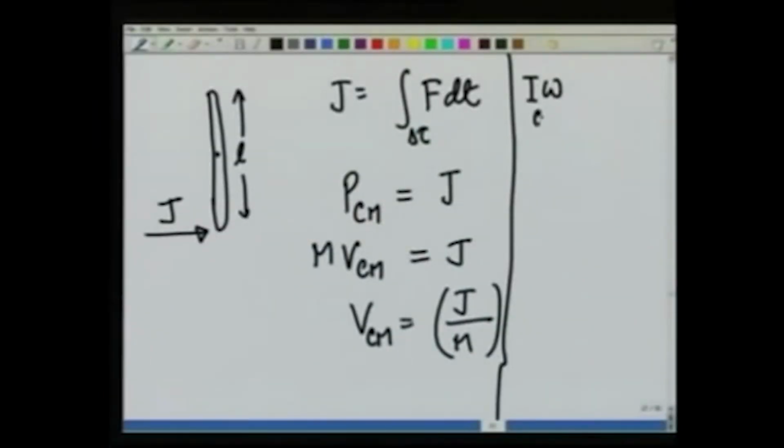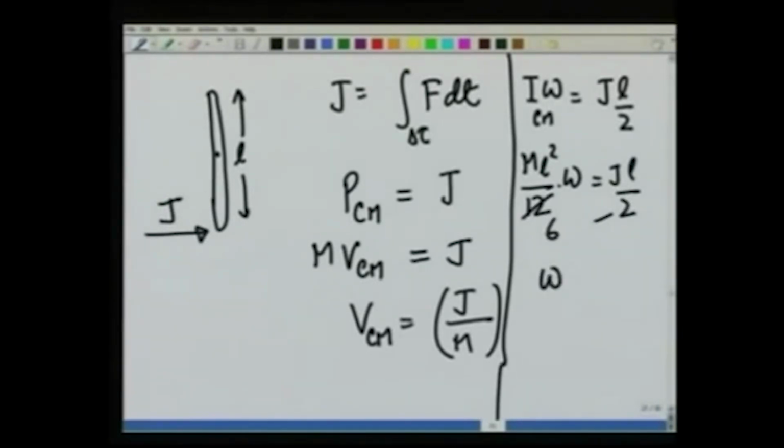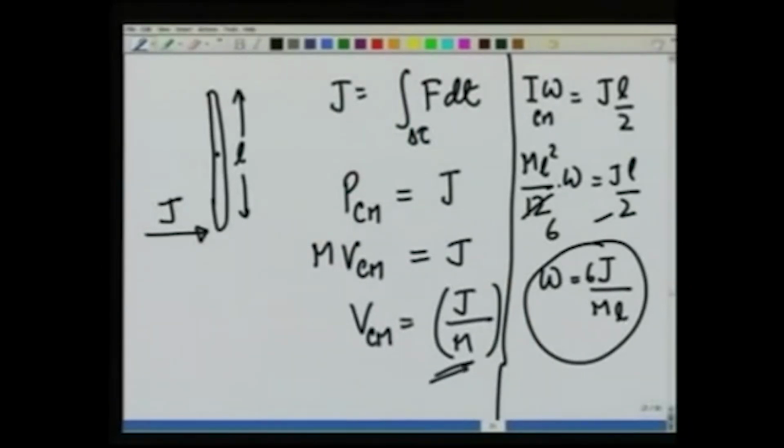How about the omega that it obtains? As we have already seen, I can safely write that the angular momentum it obtains about the center of mass should be equal to the torque impulse that it gains about the center of mass, and that will be J L over 2, and therefore m L squared over 12 times omega should be equal to J L over 2, and it ends up getting omega equals 6J over m L. So it rotates as it moves with this angular speed, and the center of mass moves with this speed.